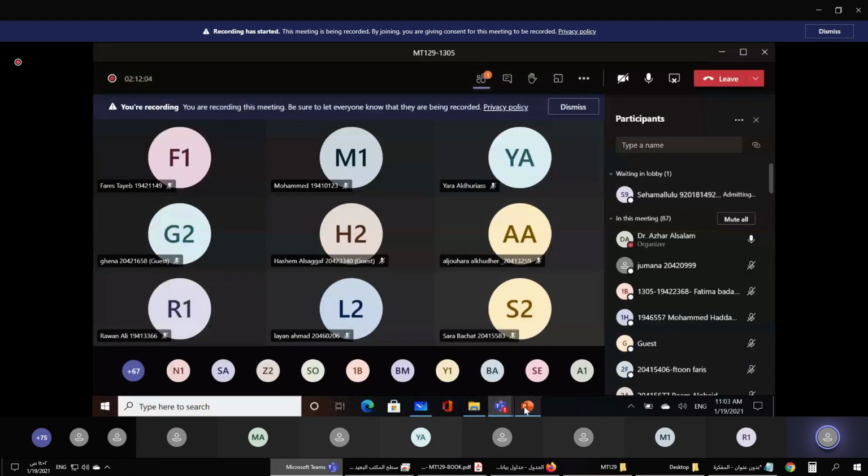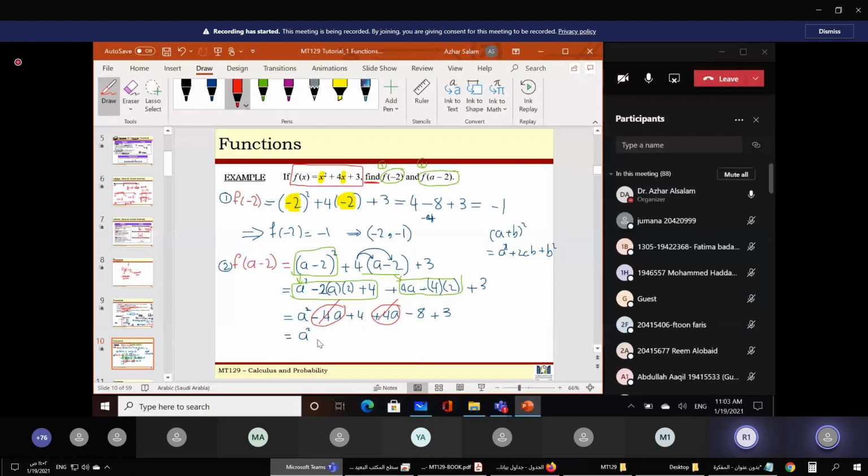Okay. So what remains is the numbers here. Minus 4 plus 3, which is minus 1. So the final result here is a squared minus 1. So here, f of a minus 2 will be a squared minus 1. The point here, x, which is a minus 2, and the value of y is a squared minus 1. This is the value of x, and this is the value of y. Okay?